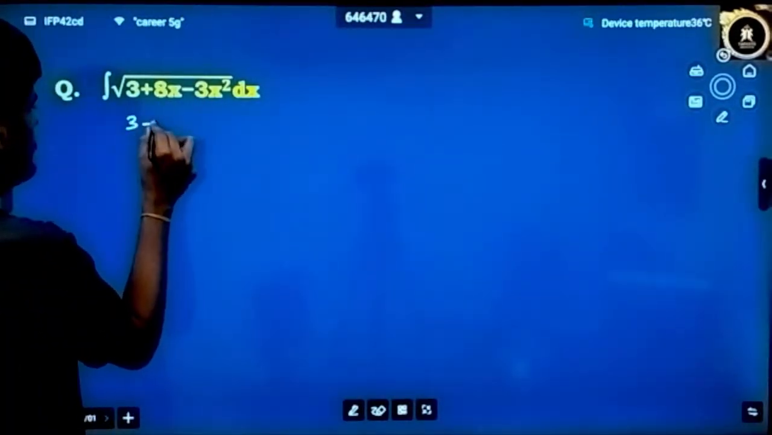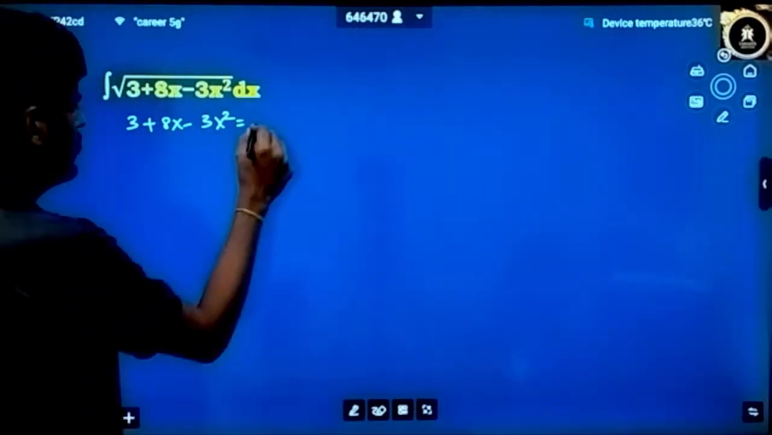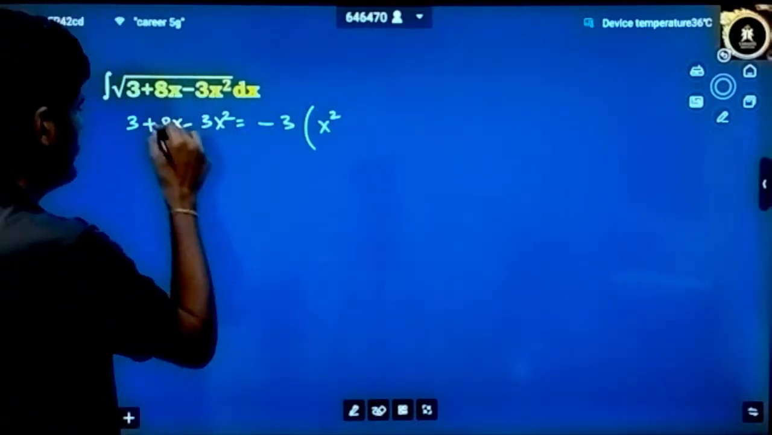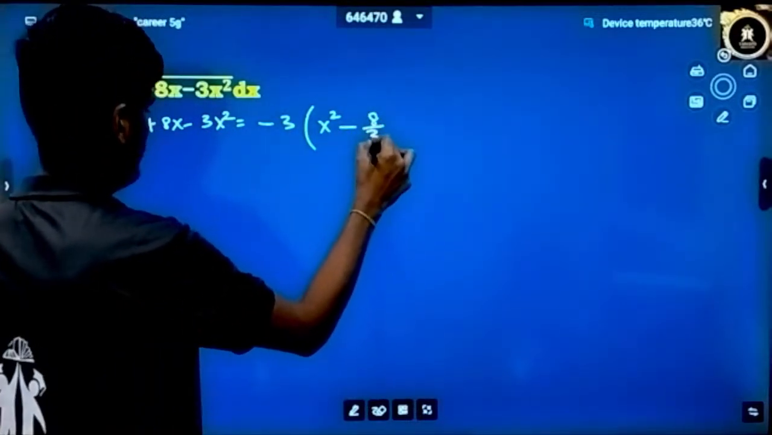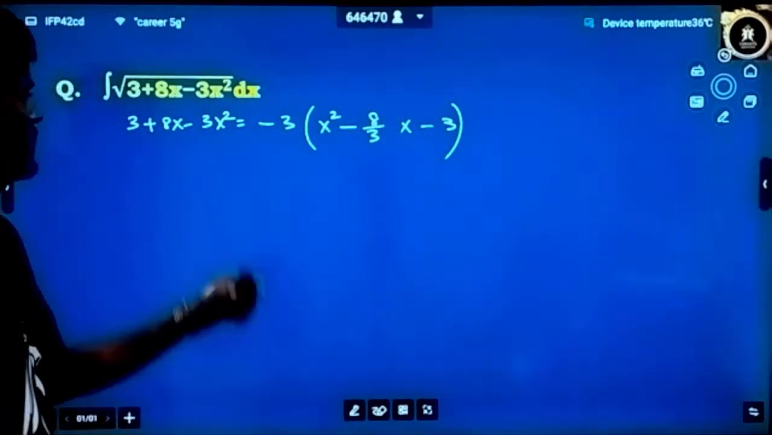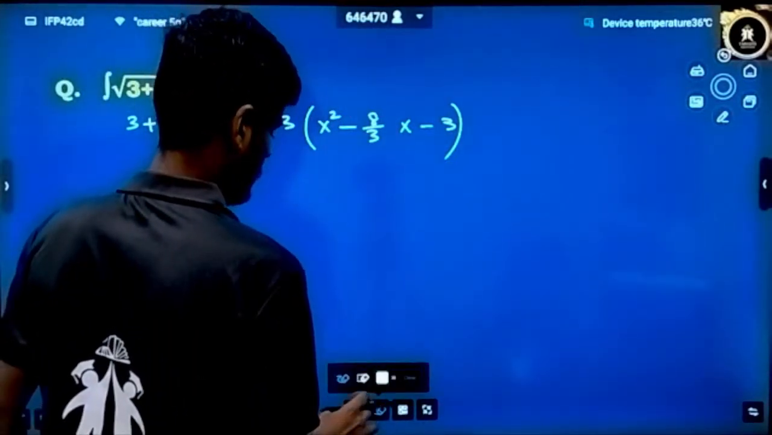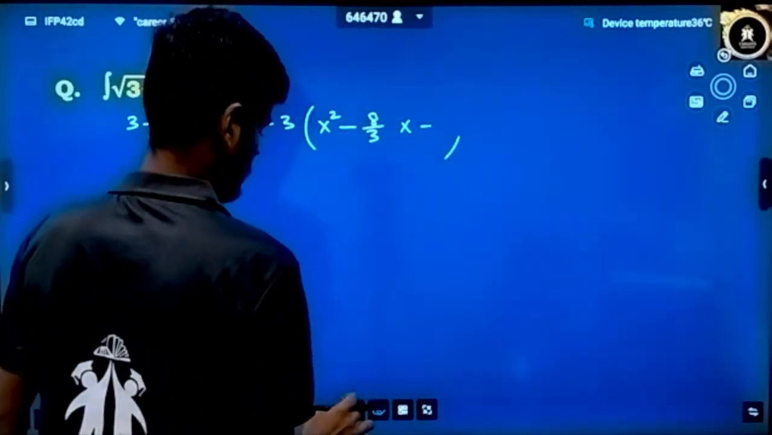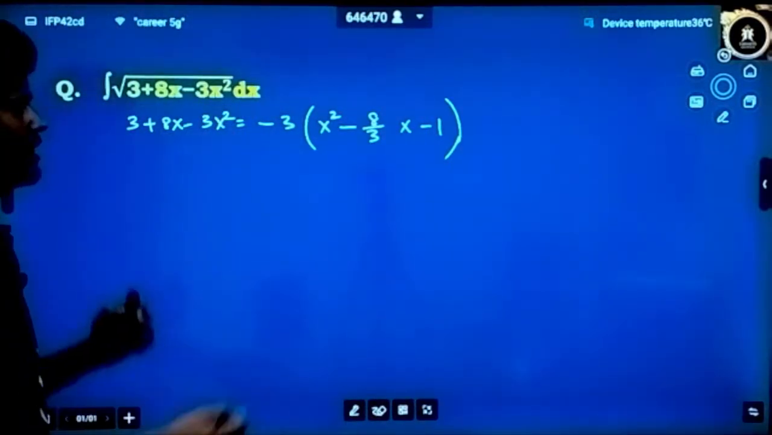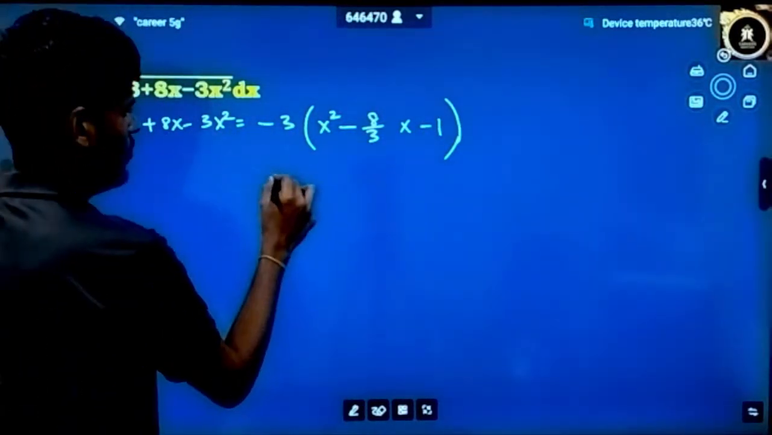First I will write this 3 + 8x − 3x² as, we can take minus 3 outside, −3 into x² − (8/3)x − 1. Is that clear, students? We are taking −3 outside, so it will be plus 3 plus 8x minus 3x². Right. Now what we need to do?